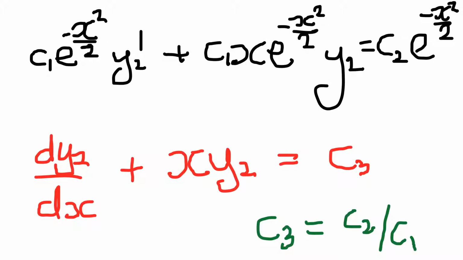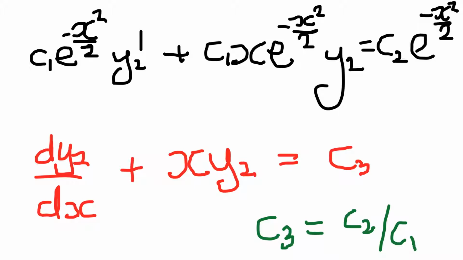Now, if we multiply out the determinant, so it's of the form y1 times y2 prime minus y2 times y1 prime, we get this on the left-hand side, and that is equal to c2 e to the minus x squared over 2, as shown on the previous slide.